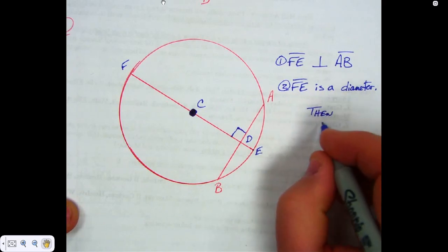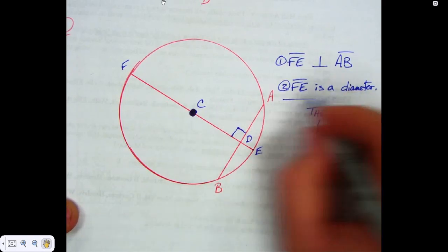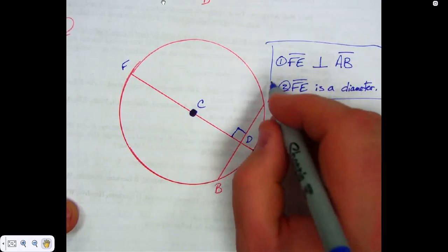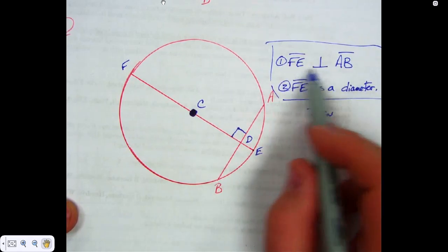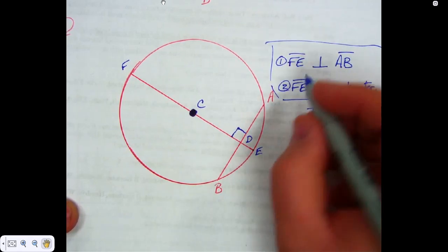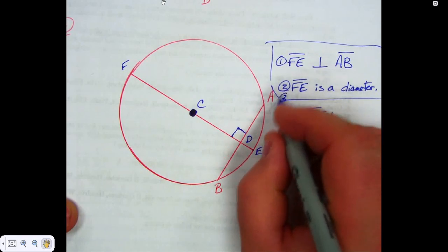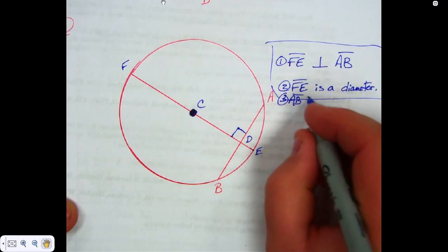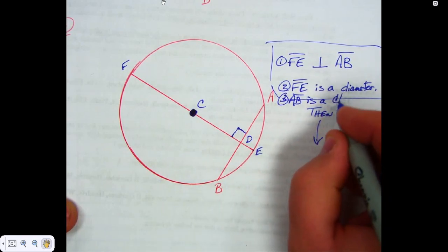Then I'm going to show you something that happens. This is our if. If they're perpendicular, and I guess I should add in here, AB is a what? Chord.